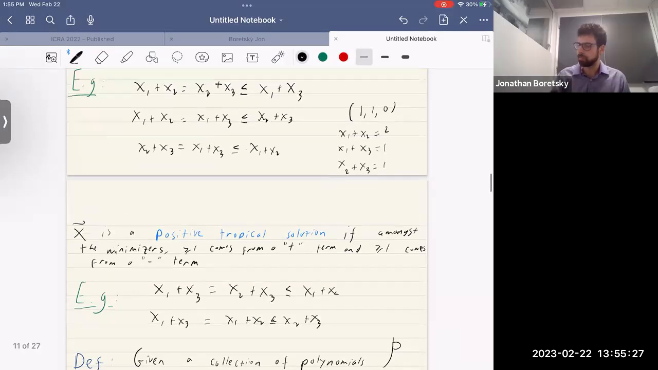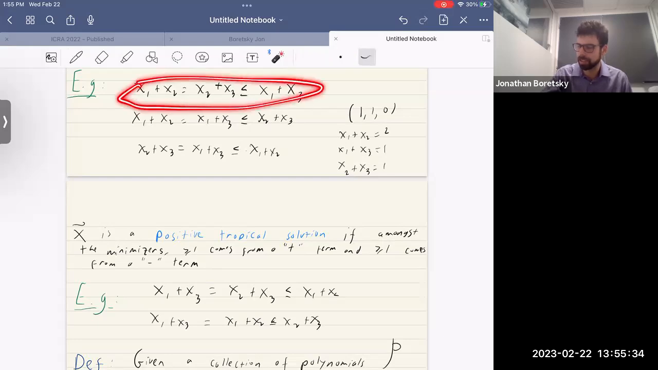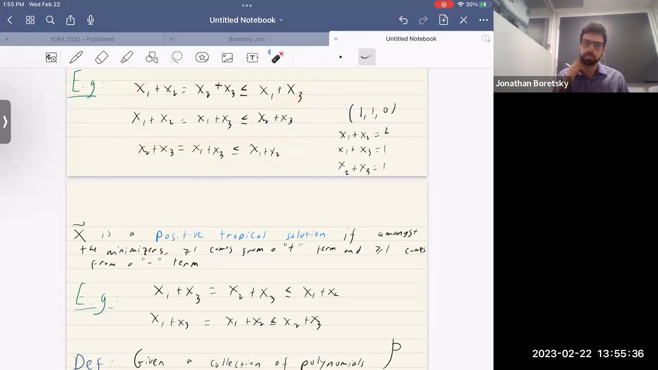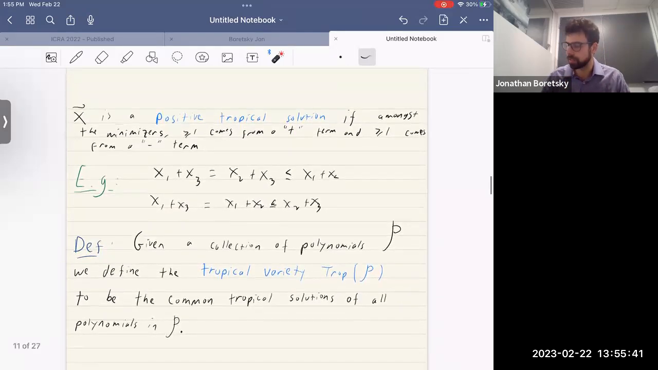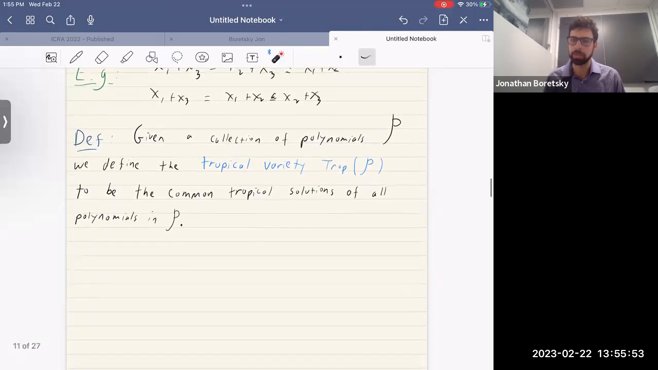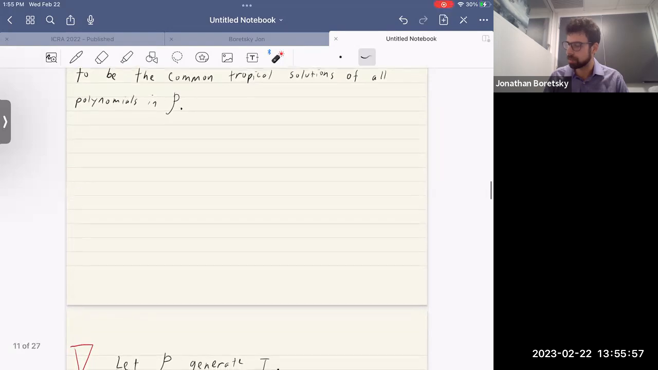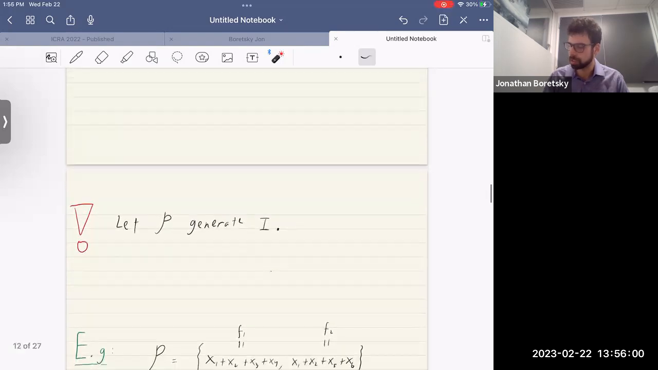Yeah, but we can see that this is a strictly stronger notion of solution because we have a subset. It's this and it's this, but that middle term is no longer a positive solution. Okay, so the next natural thing to do is that given a collection of polynomials, say P, we'll define the tropical variety, trop of P, to be the common tropical solutions of all the polynomials in P. So now we've got an idea of a tropical variety. And eventually we will build up the tropical flag variety and some interesting variations of it. But first I need to tell you a little bit about tropical varieties, just some basics.